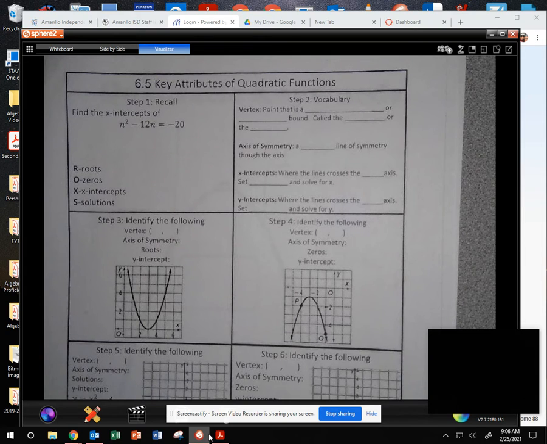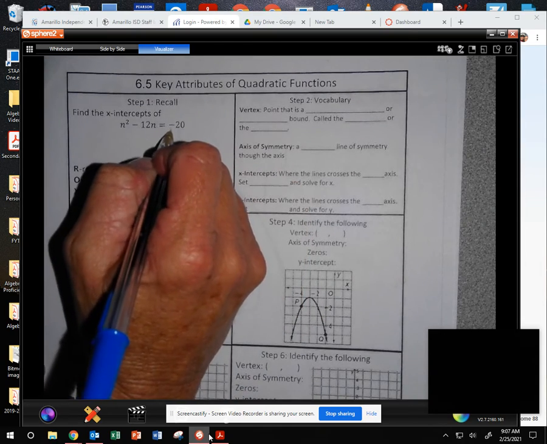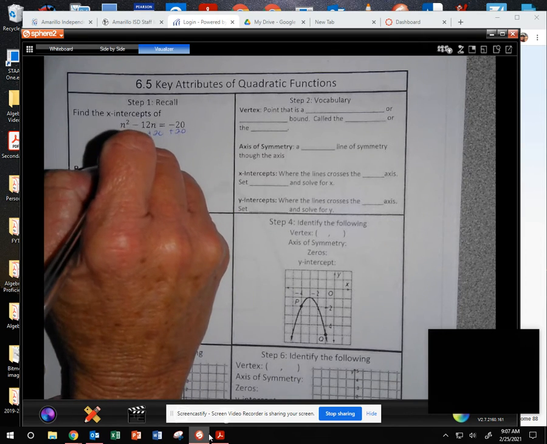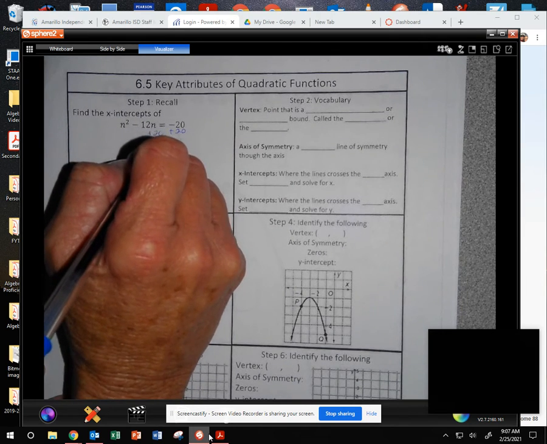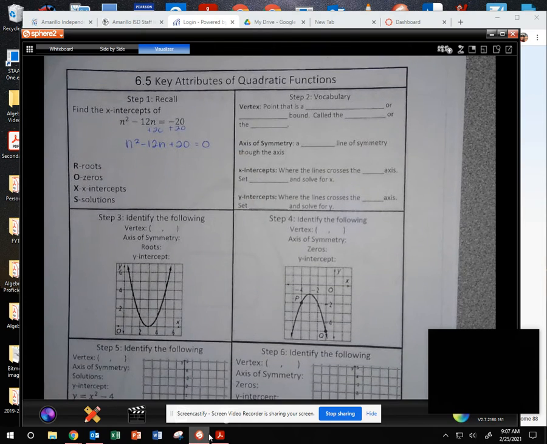We are going to start talking about key attributes of quadratic functions today. So first, let's remember how we solve a quadratic function. Here I want to add 20 to both sides, so I'm going to have n squared minus 12n plus 20 equals 0. A quadratic function, we always set equal to 0 when we are solving.